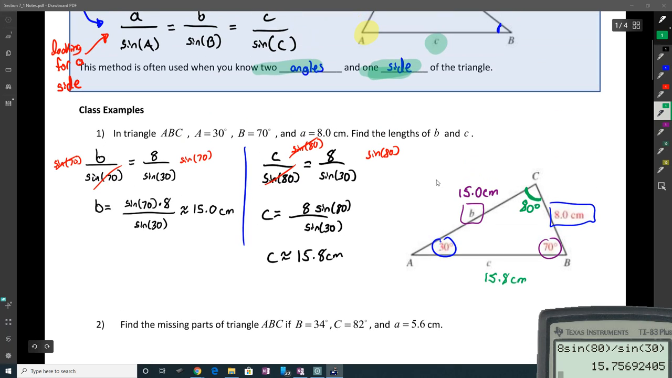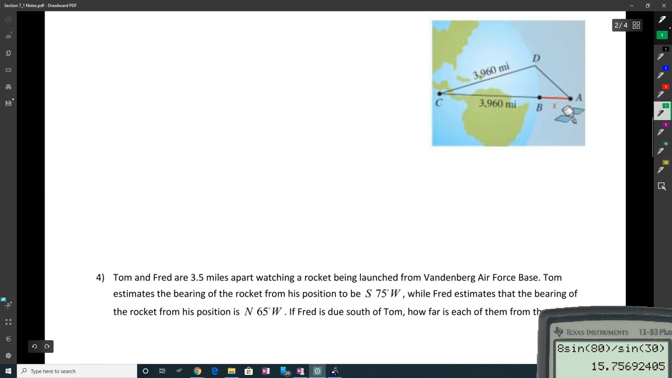But I want to jump to the word problems. So this section is word problem heavy. Because yeah, you can figure out the law of sines, but let's use it in applications.